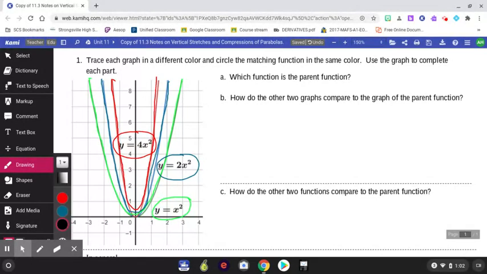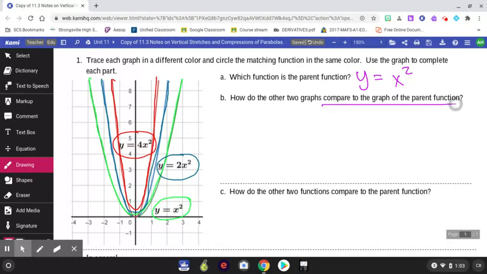It says, what function is the parent function? We started talking in the previous lesson about the parent function, and the parent function is the most basic function for quadratics. A function has two parts, an input and an output. So I need y equals x squared. That's the most basic quadratic function I can have, and that goes with that green graph down there. It says, how do the other two graphs compare to the graph of the parent function? Remember the parent function is green, so maybe we should label that. I'm going to label that PF. That's my parent function.